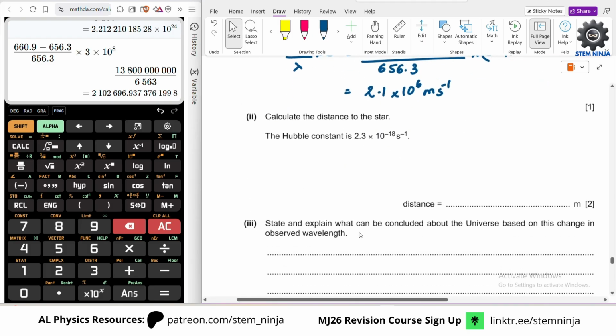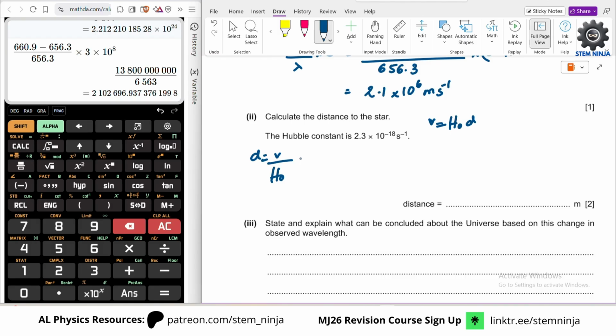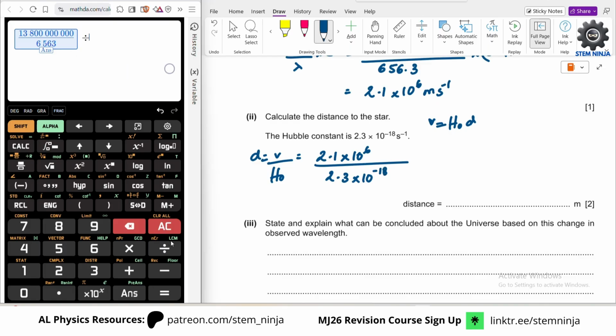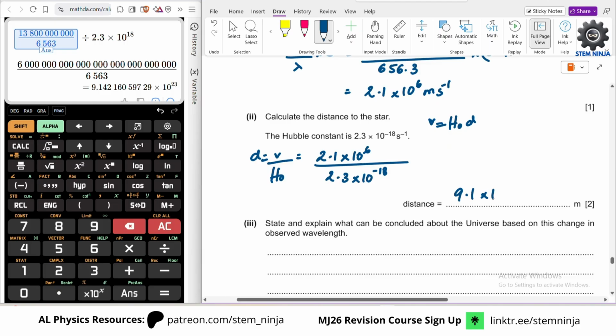Calculate the distance to the star. Okay, so we need Hubble's law, which is v equals H naught times d. So that would be v over Hubble's constant. So v is 2.1 × 10^6 divided by 2.3 × 10^-18, using the same value that we had over here. The distance is 9.1 × 10^23.